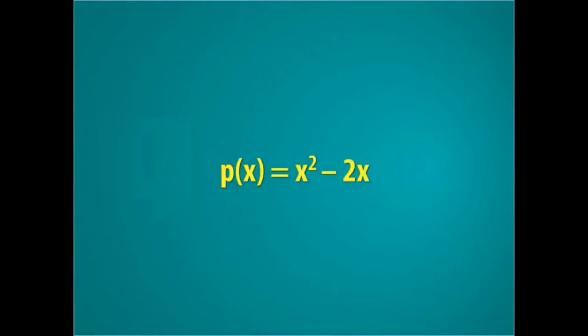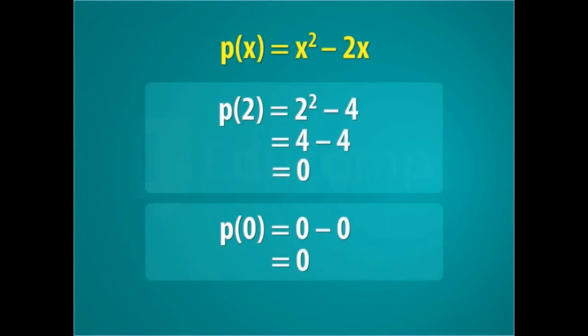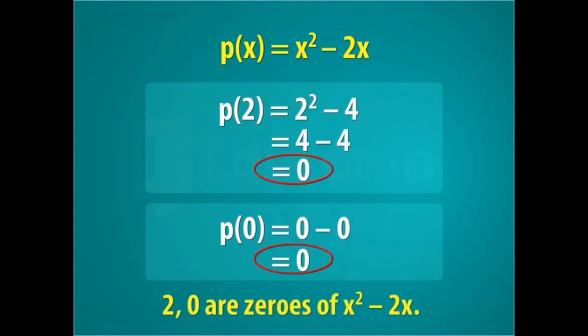Next, look at this quadratic polynomial. If we find zeros of this polynomial, we get 2 and 0. It has 2 zeros.